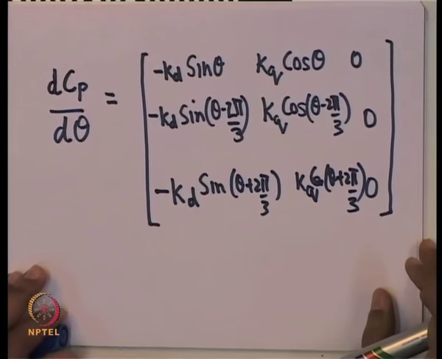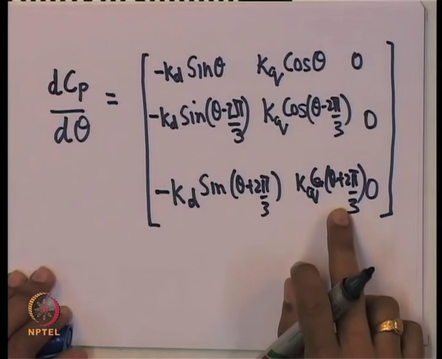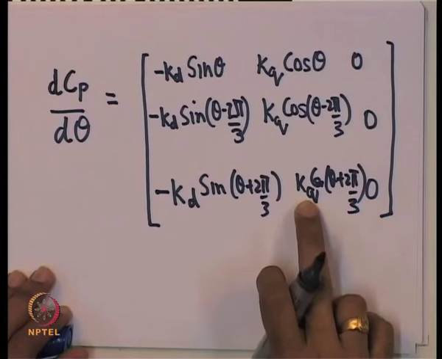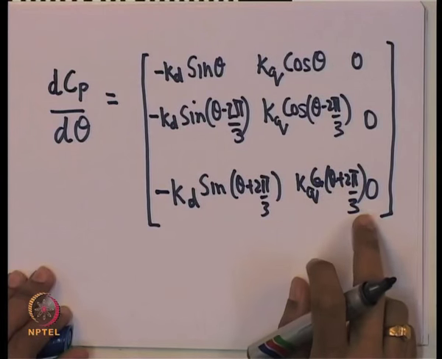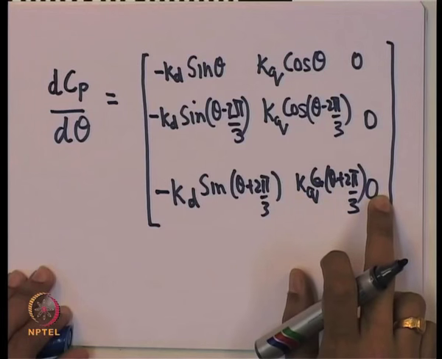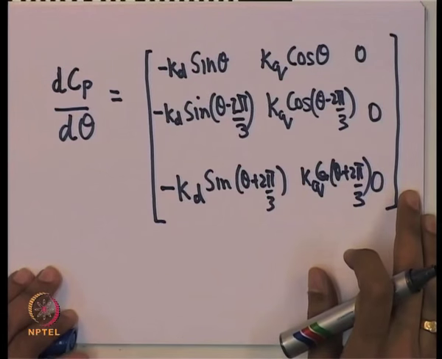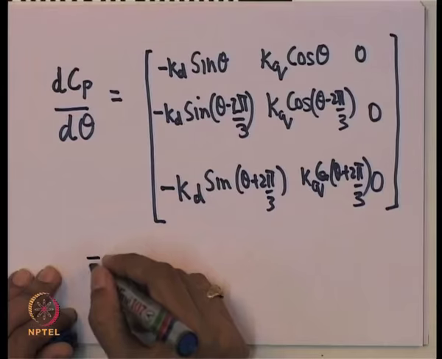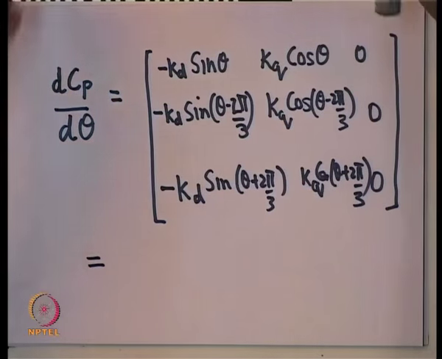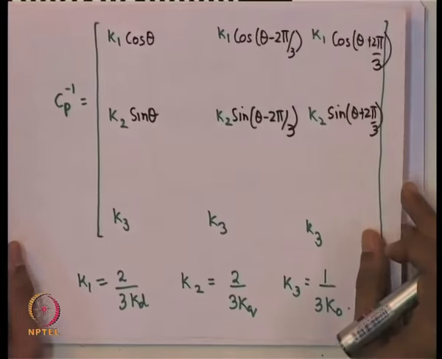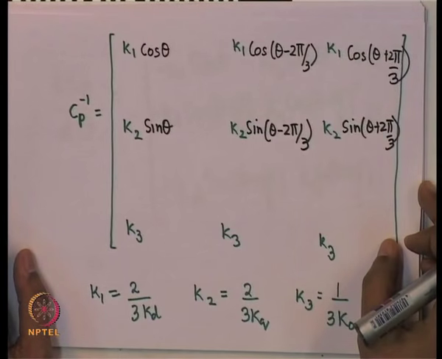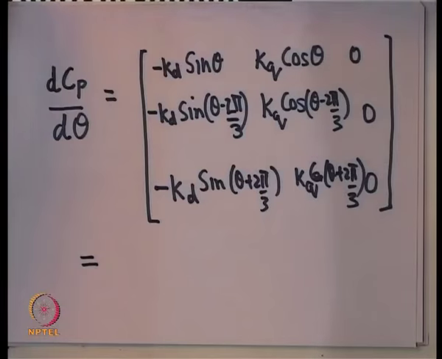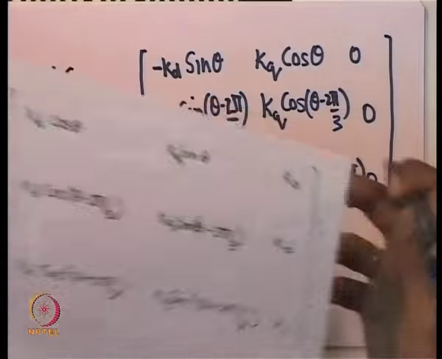So, this is basically what we have. I will just read out this term, it may not be very clear here. It is k_q cos theta plus 2 pi by 3, and this is of course a distinct term here. Okay. Now, it is very easy to see, it is not too difficult. You know what C_p looks like? Sorry, this is C_p inverse, I am sorry. C_p looks like this.